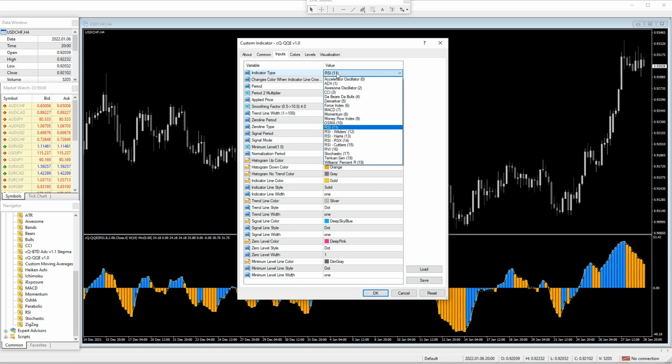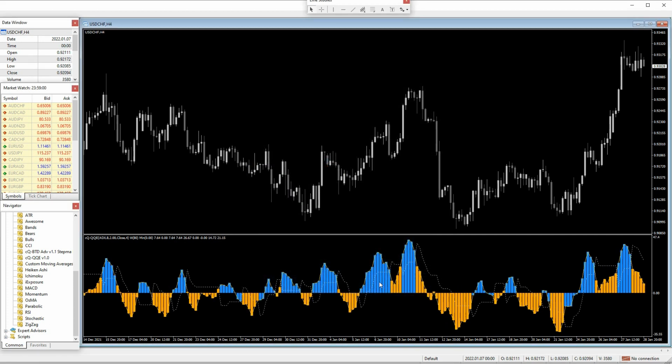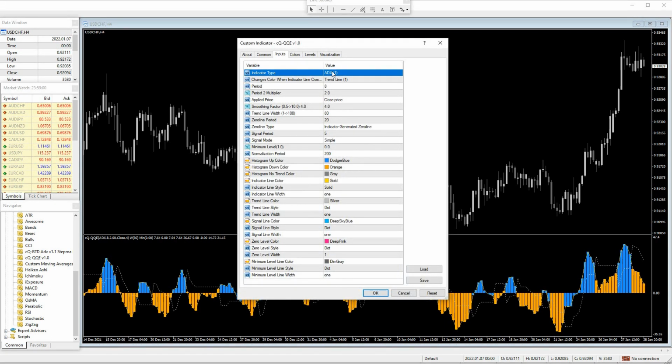And you can apply any one of these indicators. You can start with this one. We'll just try, here's ADX. Here's CCI.